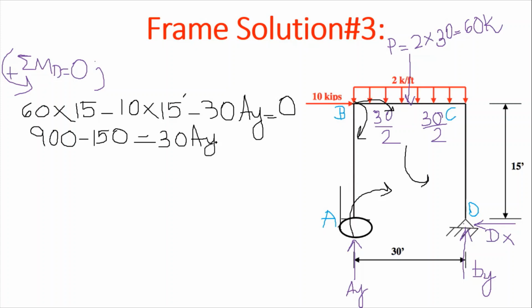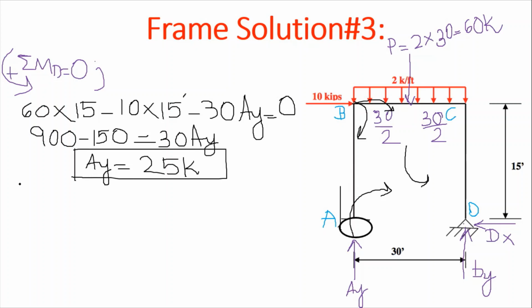So let's write the direct answer. AY is coming out to be what? 900 minus 150 divided by 30. So it is coming out to be 25. 25 kip. This is A.